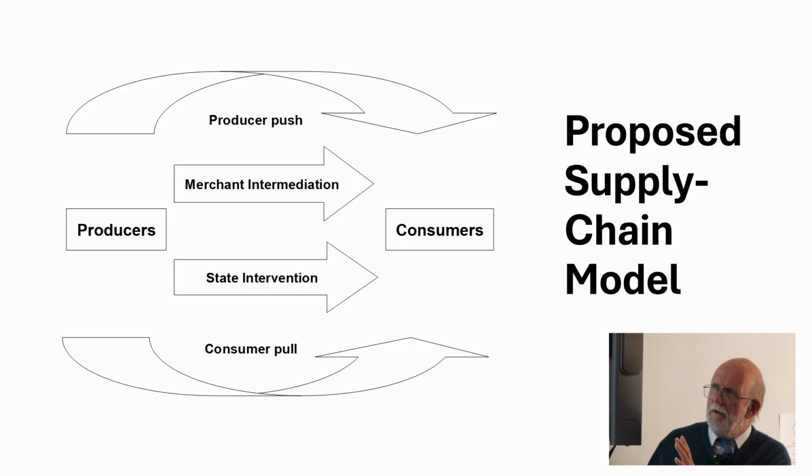So a simple model produced there, either direct from the producers to the consumers, consumer pull, consumers driving the process, or the merchants or the states becoming the active forces. So how does that work in practice?